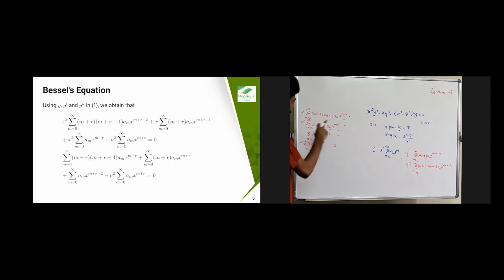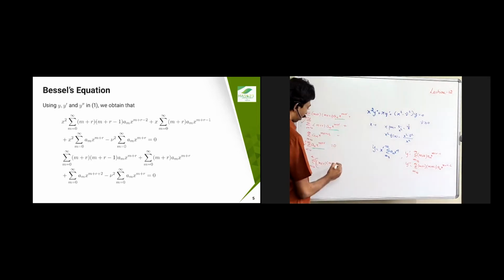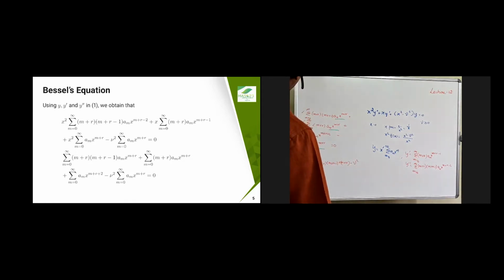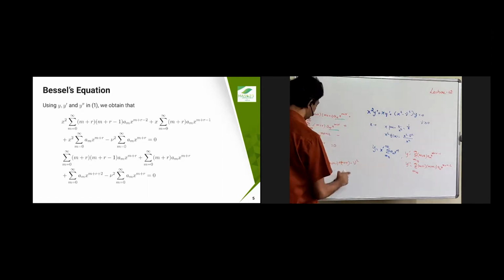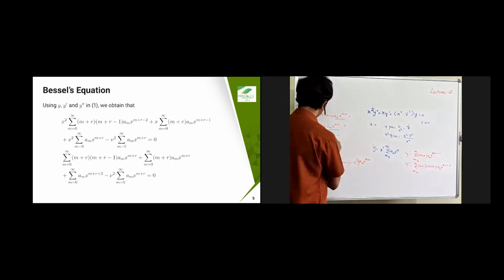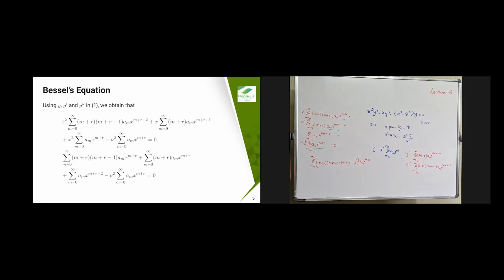So I'm going to simplify this further. I'm going to take only the a_m x power m plus r term. So that is going to become (m plus r) into (m plus r minus 1), plus (m plus r), and here minus nu square is there, into a_m into x power m plus r. Only this term is remaining, so I'm going to write it separately: summation m equal to 0 to infinity a_m into x power m plus r plus 2.